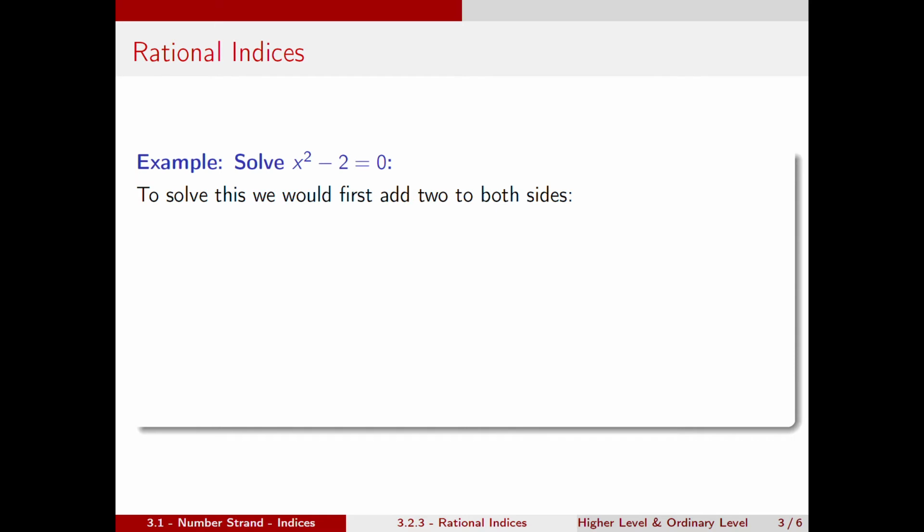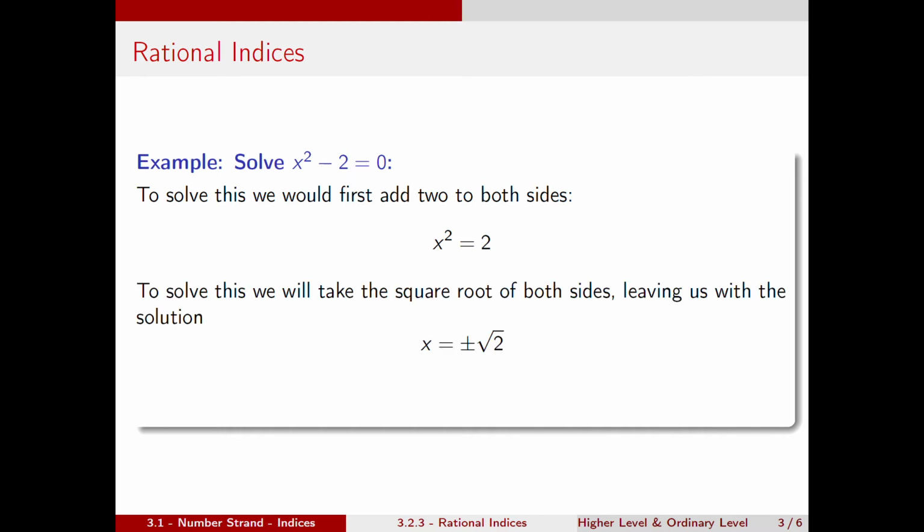So let's look at solving x squared minus 2 is equal to 0. The first step will be to add 2 to both sides. So x squared minus 2 plus 2 would give us x squared, and 0 plus 2 would give us 2. So we're left with x squared is equal to 2. To solve this now, we'll take the square root of both sides, and this will leave us with the solution that x is equal to either plus or minus the square root of 2.